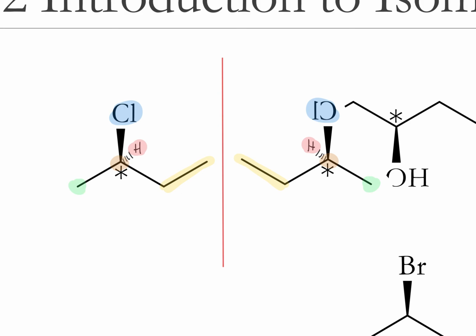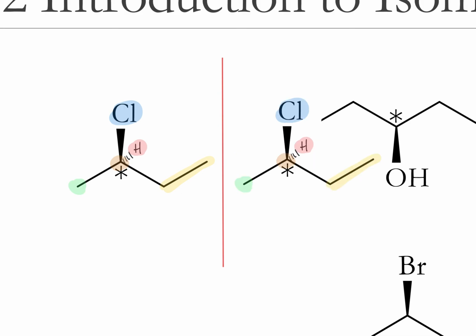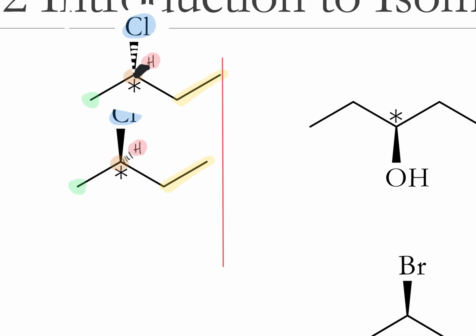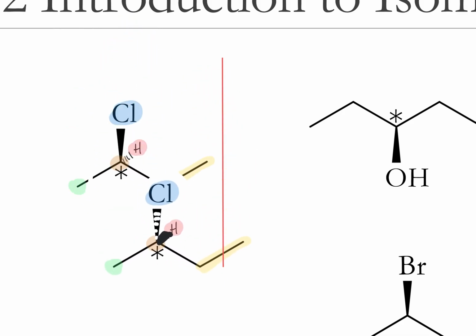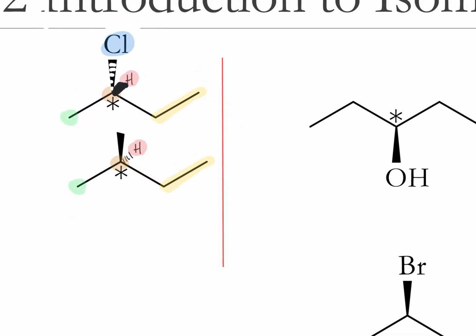okay? When I flip it over now, the chlorine that was in the front should go into the back. Like now it would have the dash bond, okay? And the hydrogen would go in the front. And so you see those are not overlapping properly. They're different molecules. They're chiral molecules, therefore.